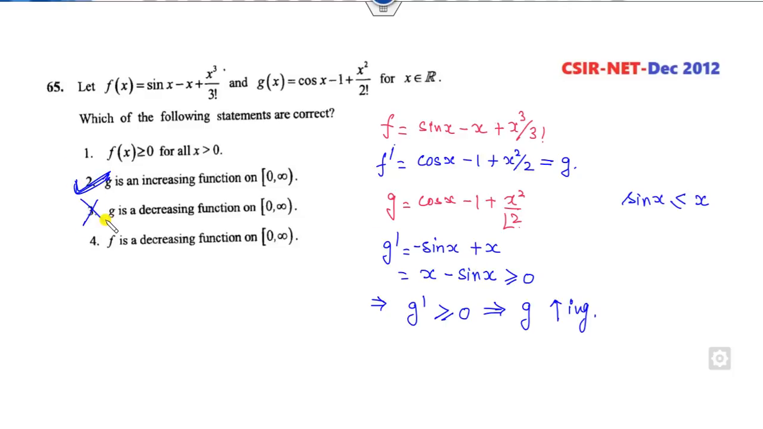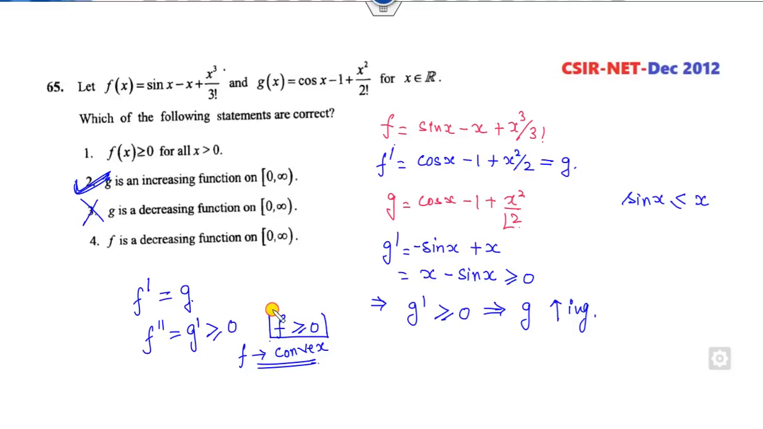The third option is cancelled. Now, G is an increasing function. We get F dash is my G. So F double dash will be my G dash, which is greater than or equal to 0. So F double dash will be greater than 0. It means F is a convex function. So once F is a convex function, it means this is greater than or equal to 0. This is also a correct option. So F can never be a decreasing function. So the right options are the first and second.